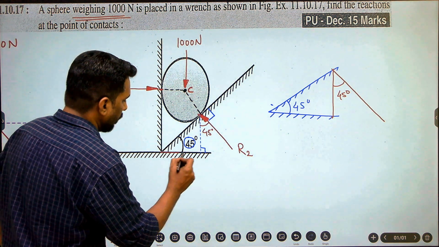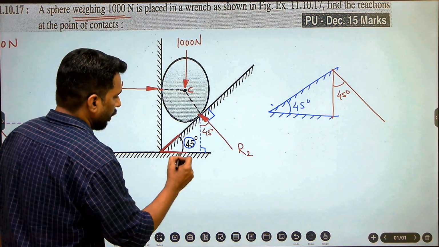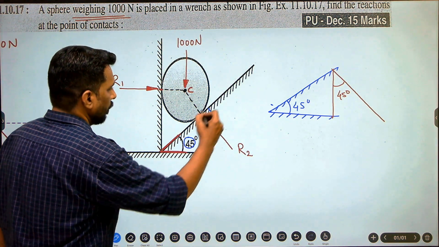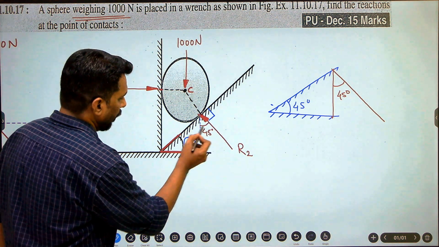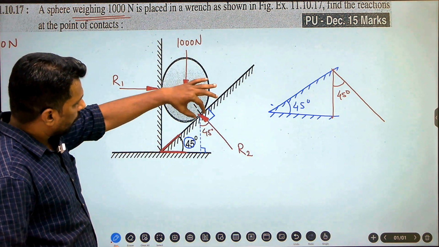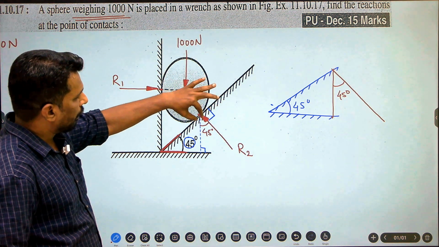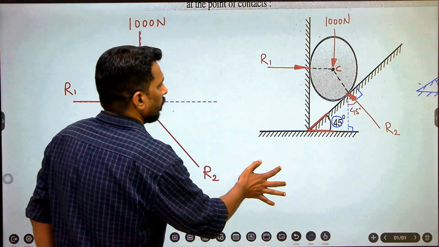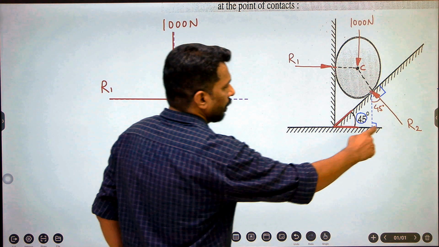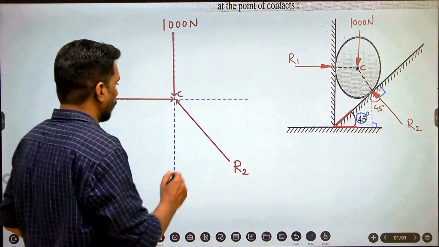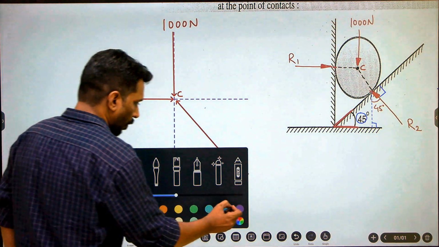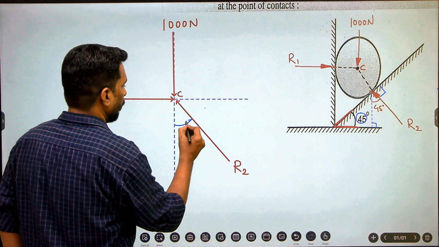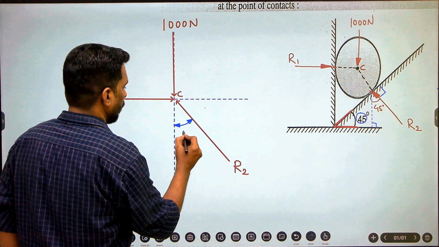I repeat: for this horizontal line, this is the perpendicular, and for this contact surface, the reaction is perpendicular. So if these two have a 45 degree angle, you will get the same angle between the perpendiculars. So this is 45 degrees. Now you can see in this figure, R2 is making 45 degrees with the vertical. So this is 45 degrees.